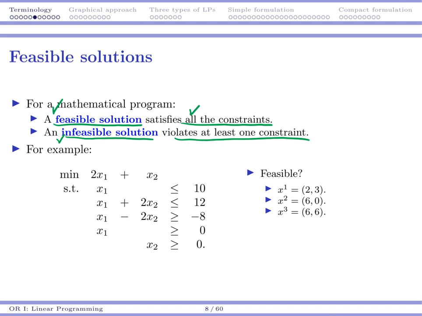Okay. And very quickly, you may check the other candidate solutions. For example, x3. x3 is (6, 6), and you may very quickly see that it violates the second constraint, right? Because 6 plus 12 is 18, which is greater than 12. So this is not allowed. This guy is infeasible. Okay?